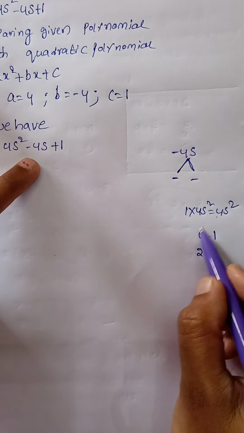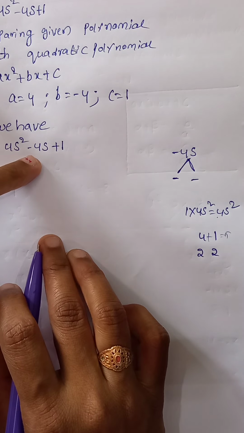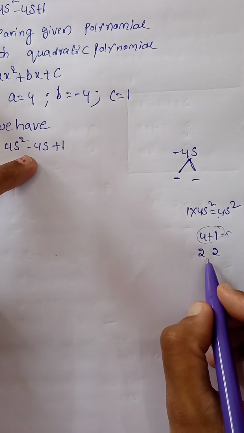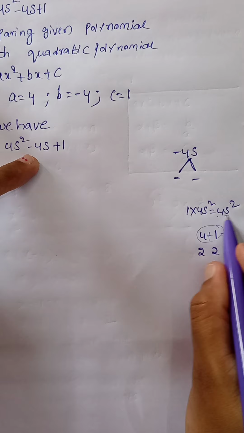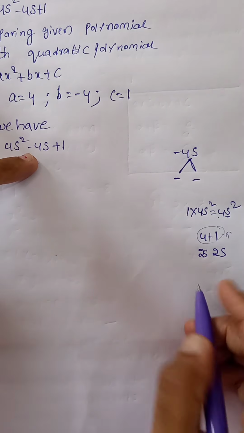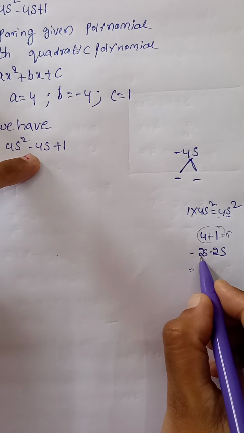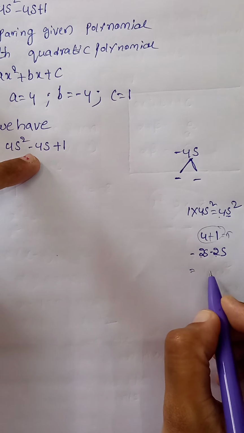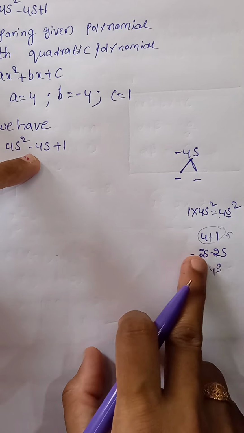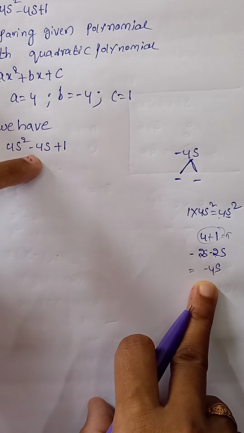Suppose you take this pair, 4 and 1. If you add these two, 4 plus 1 equals 5, but we have to get minus 4s. So this pair is not possible. So if you take 2 and 2, write s for this and s for this, you have to keep minus for these two terms. Minus 2s plus minus 2s equals minus 4s. So here we get this middle term.